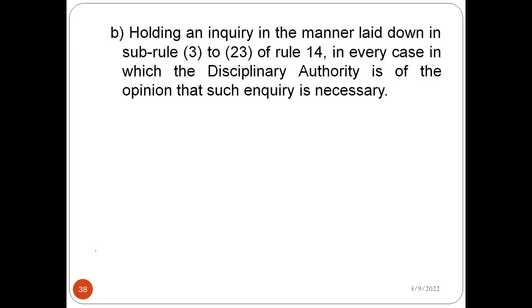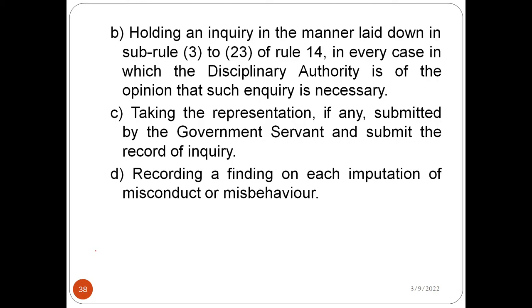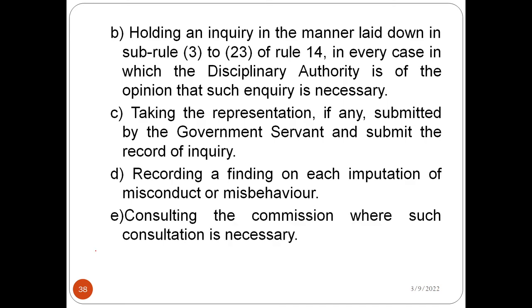Holding an inquiry in the manner laid down in sub-rules 3 to 23 of Rule 14, in every case in which the disciplinary authority is of the opinion that such inquiry is necessary, taking the representation, if any, submitted by the government servant, and submitting the record of inquiry, recording a finding on each imputation of misconduct or misbehavior, consulting the Commission where such consultation is necessary.